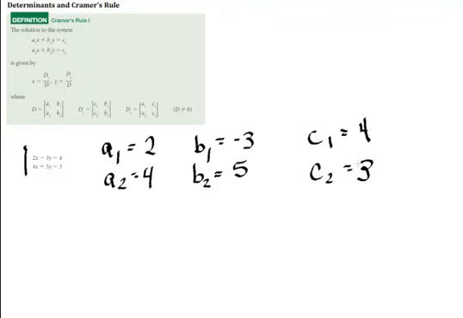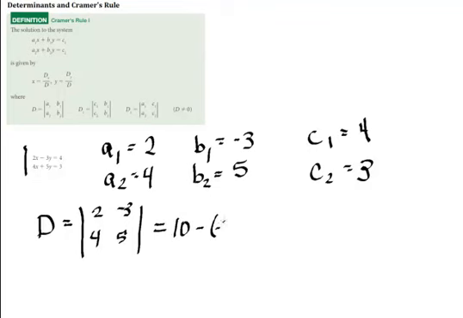Then it says you can find X and Y using these numbers and finding the determinant. So let's find our capital D first. Capital D is going to be A1, B1, so that's 2, negative 3, A2, 4, B2 is a 5. Let's compute this determinant. That would be 10 minus a negative 12. So this answer is 22.